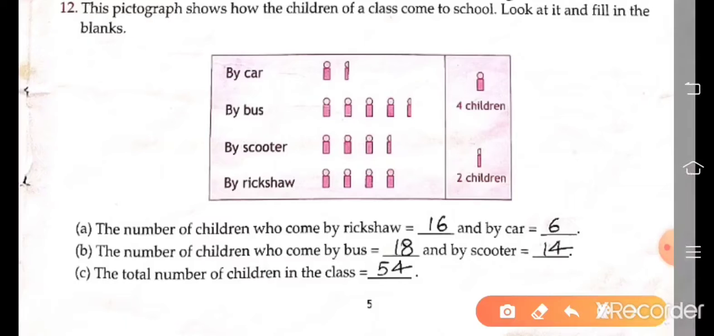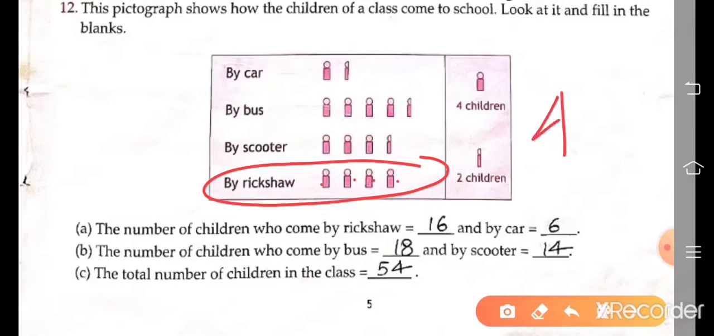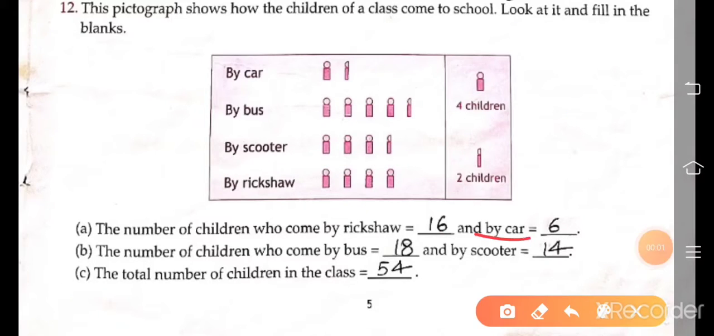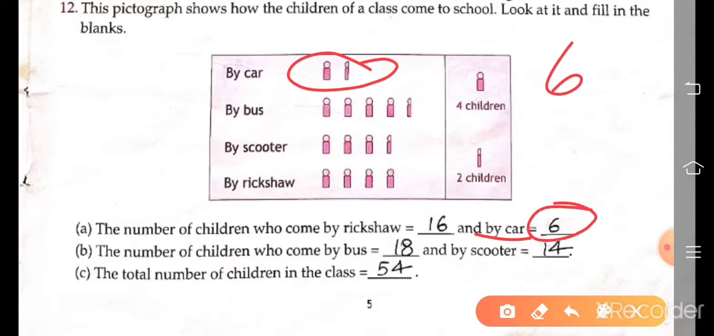So the number of children who come by rickshaw. So this is rickshaw. 1, 2, 3, 4. 4 pictures, 1 picture means 4 children. So 4 pictures means 4 multiply 4, 16. And now by car. So by car 4 and 2, 6. Total 6.